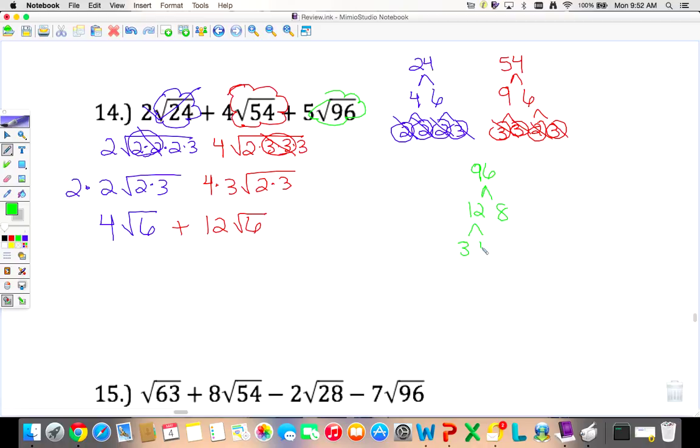So for 96, okay, we're going to do 12 and 8. 12 I can do 3 times 4. 4 is 2 times 2. 8 will be 2 times 4. 4 will be 2 times 2. Alright, so my prime numbers are 3, 2, 2, 2, 2, and 2.